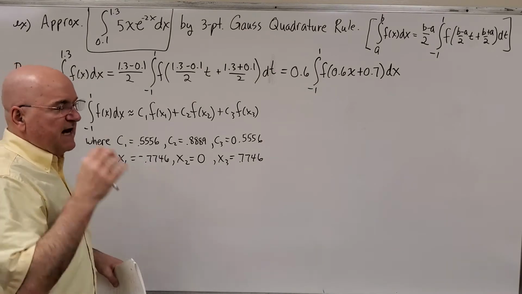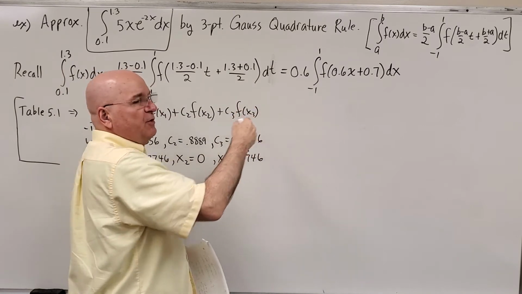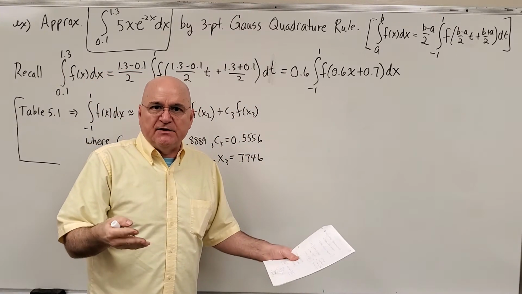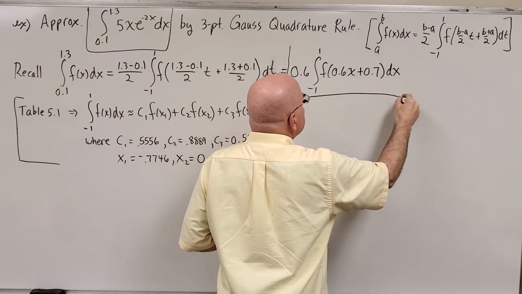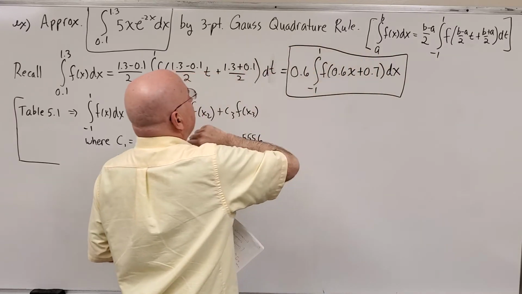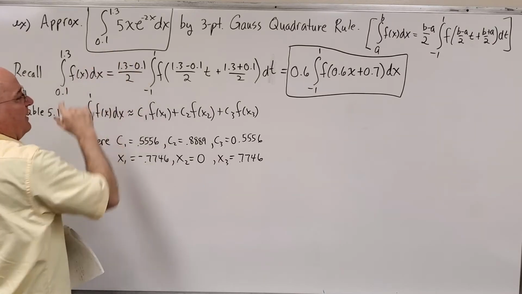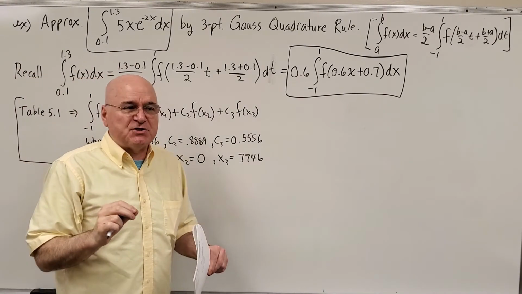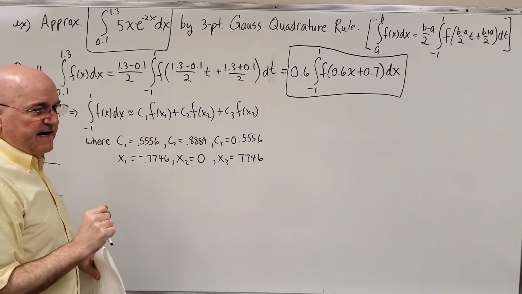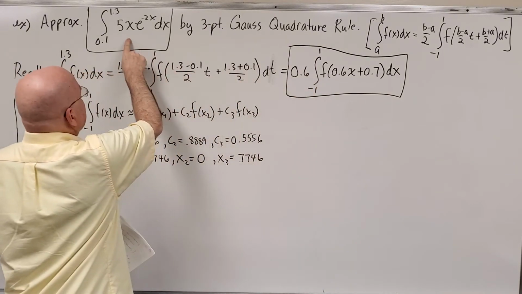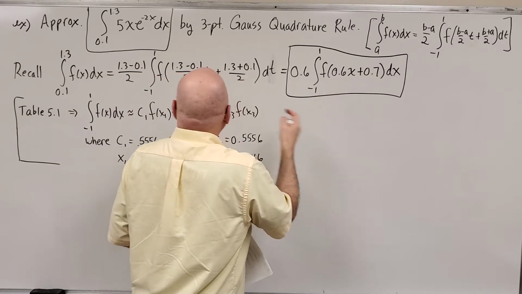Now, maybe a little sloppy, I prefer x's over t's. From here to here, I changed the variable from t back to x. It's basically used as a dummy variable. So here is what we're looking for by using the three-point Gauss Quadrature Rule. Well, let me rephrase that. This is exactly this. We're going to use the Gauss three-point rule to approximate this, which means we're approximating that.